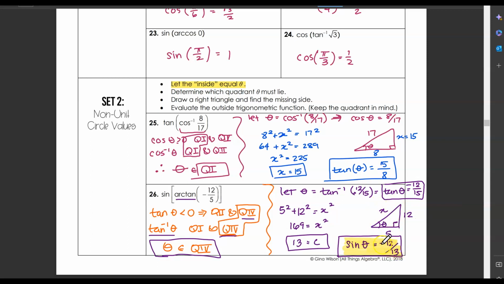We know that the value is negative because, remember, we are in quadrant 4, so our sine should be negative. So this would be our final answer. All right, hopefully all of this is coming together. Again, we will continue to practice this in class.